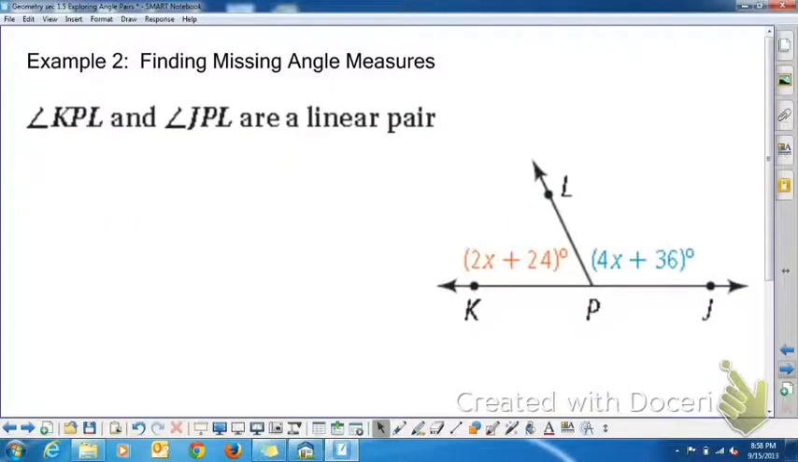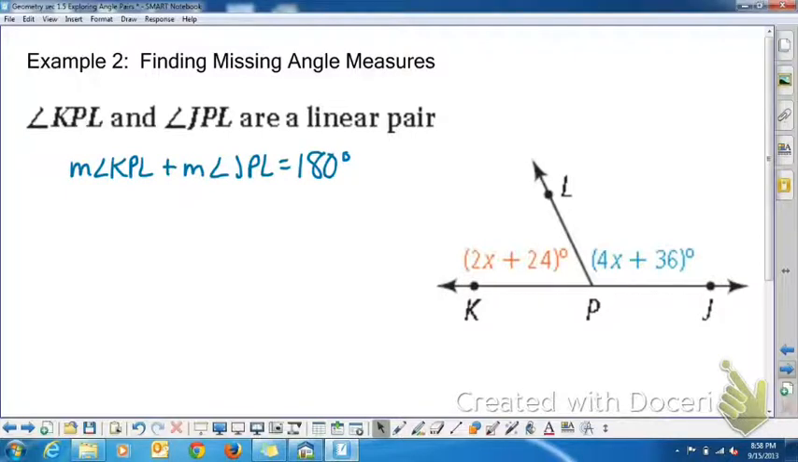Example 2, finding missing angle measures. Let's use the linear pair postulate to find the missing angle measures here. If you know that angle KPL and angle JPL are a linear pair, then using the linear pair postulate, we know that the measure of angle KPL plus the measure of angle JPL is equal to 180 degrees because they are supplementary.